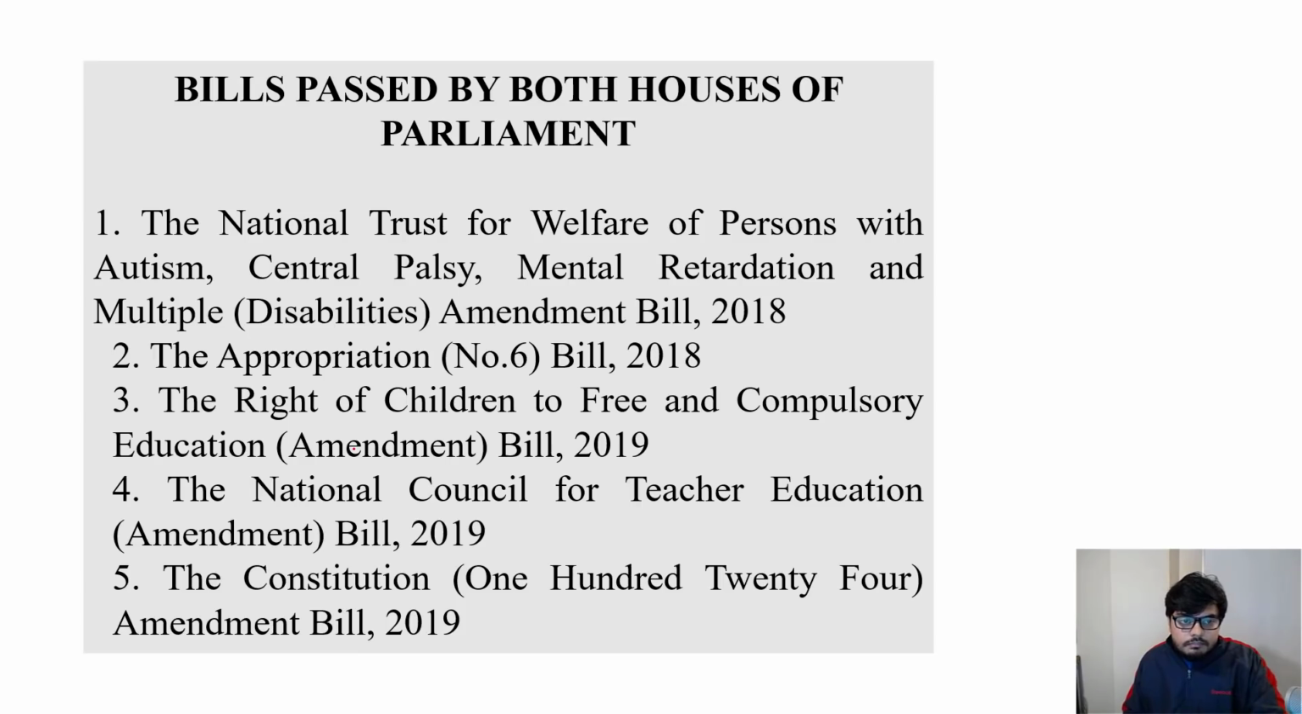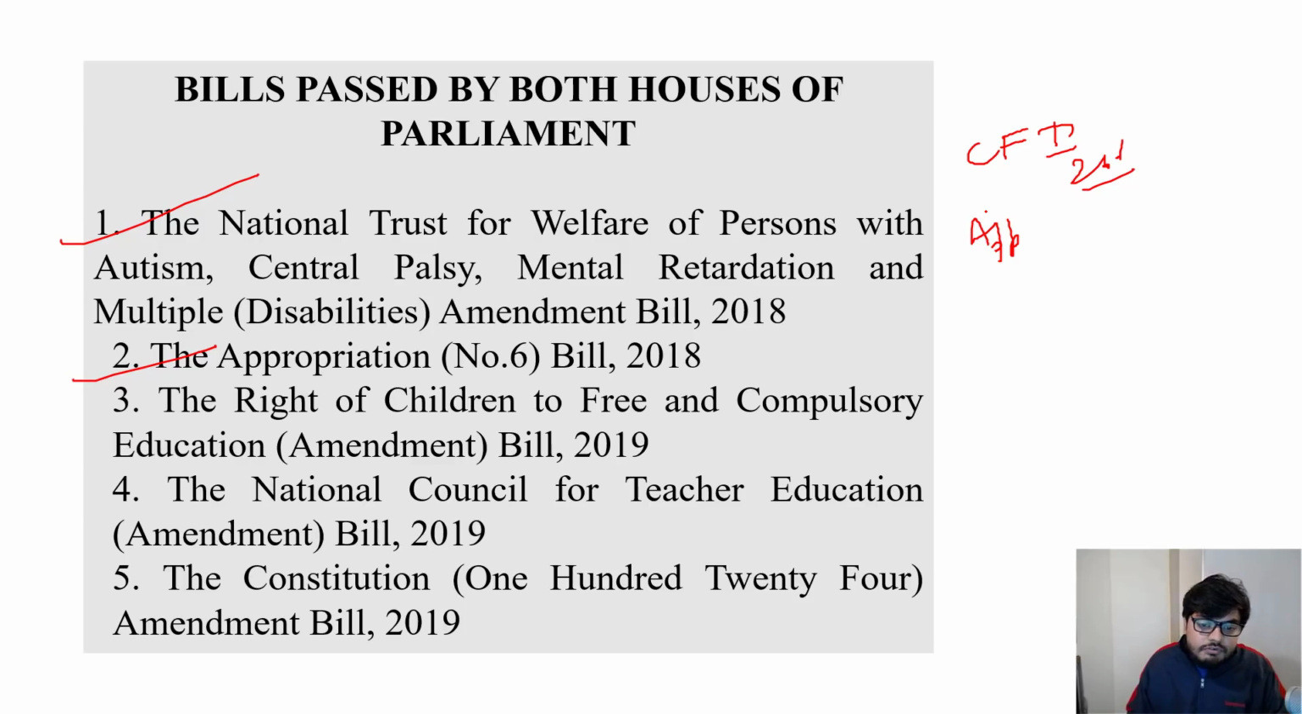Which were these 5? This one was regarding cerebral palsy and disabled people. Second was regarding the appropriation bill. Appropriation bill means what? When money is withdrawn from the Consolidated Fund of India, that is under Article 266, they need to appropriate this amount. Appropriate means they need to bring the appropriation bill, and then it will become an act. Only then can they take money from this particular Consolidated Fund of India.